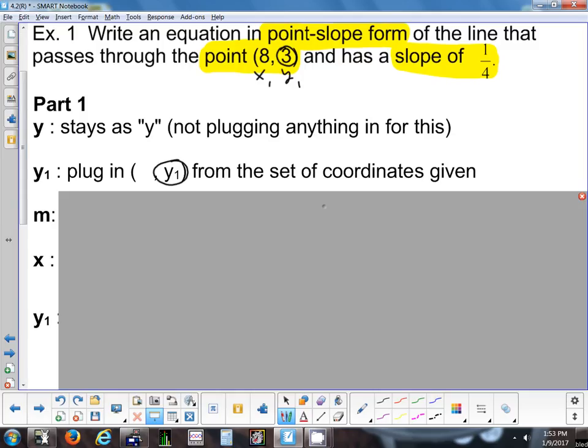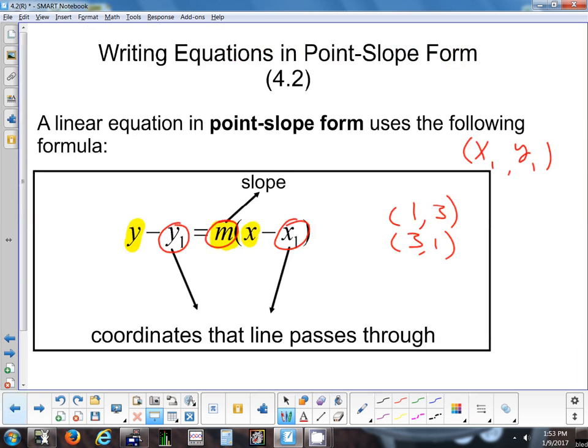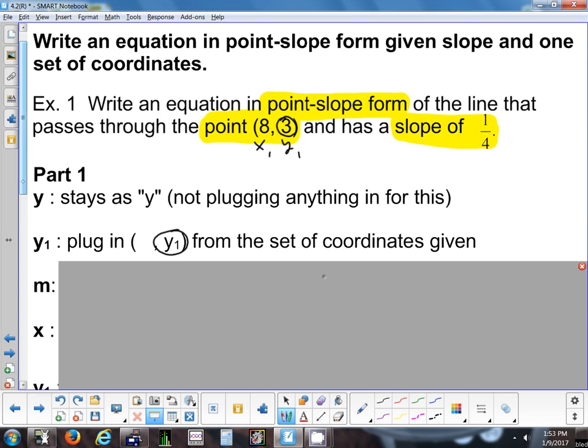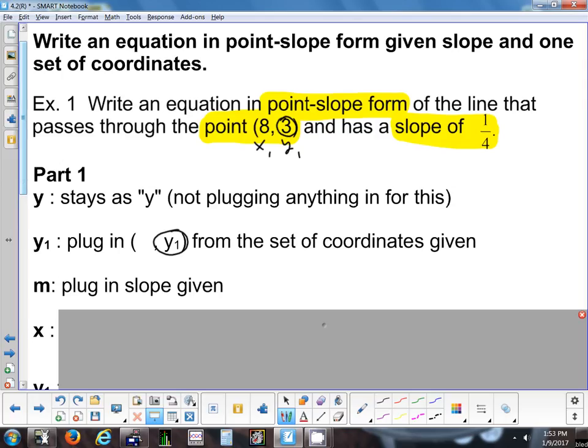All right, now the next thing is the m. Where do you think I'm going to get the m from? Because I circled that on the other page. So if I circled it, that means you've got to plug in a number for it. It'll be the slope. Yeah. Plug in the slope. Okay, m is the slope.